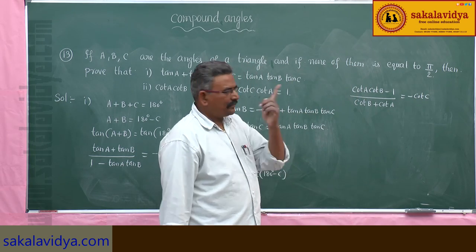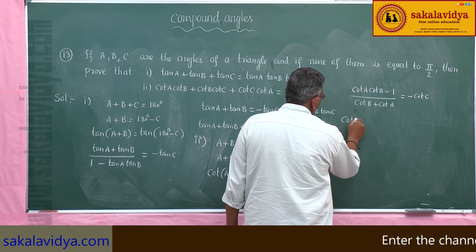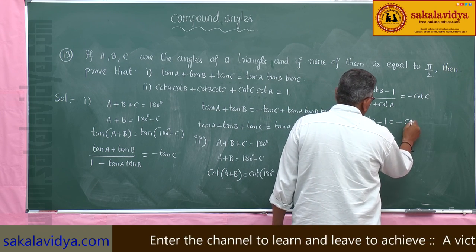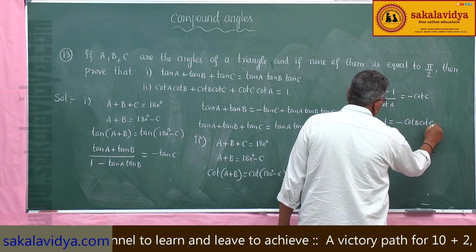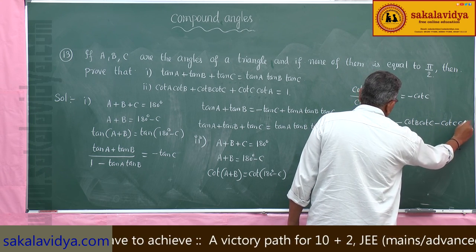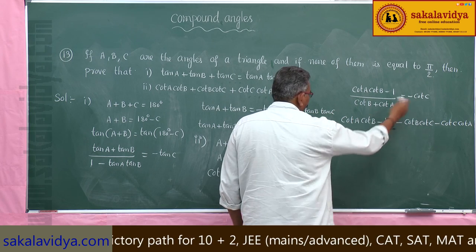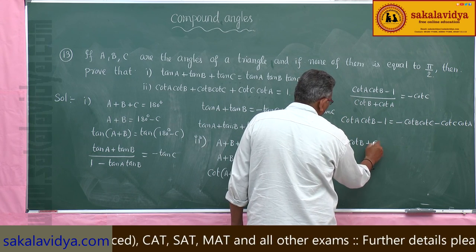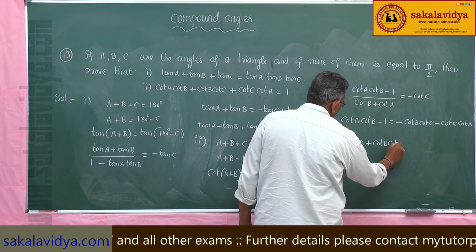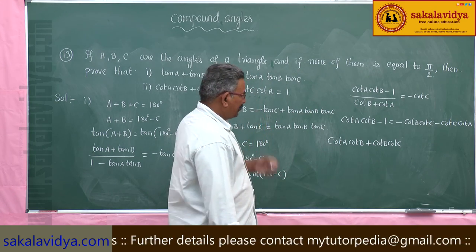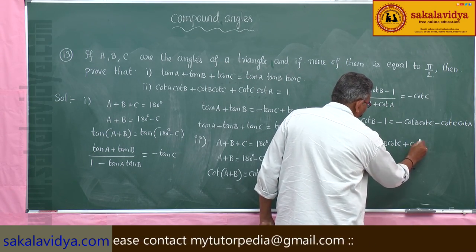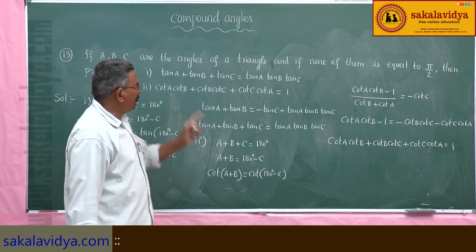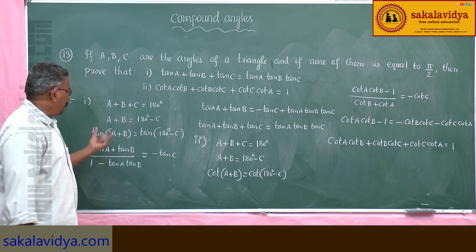Cross multiplication takes place. So cot A cot B minus 1 is equal to minus cot B cot C minus cot C cot A. Bring these two terms this side, minus 1 that side. So cot A cot B plus cot B cot C, okay, plus cot C cot A equal to 1.